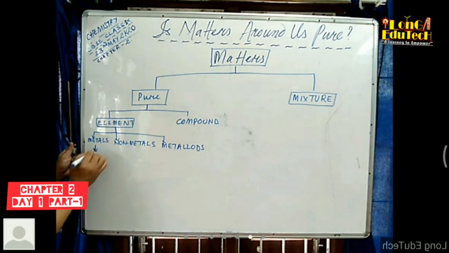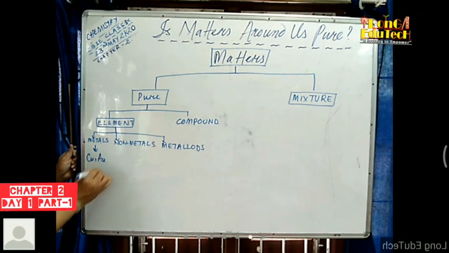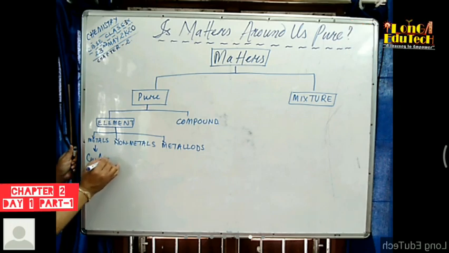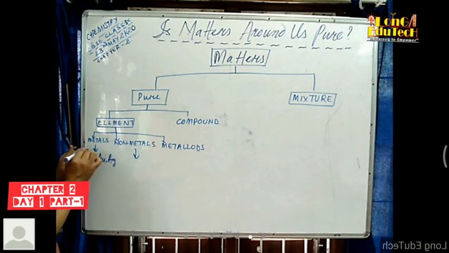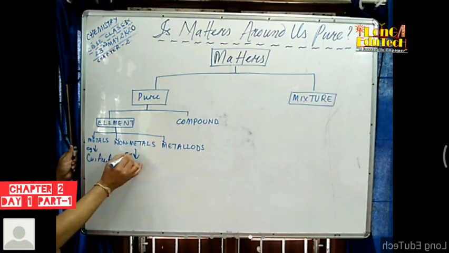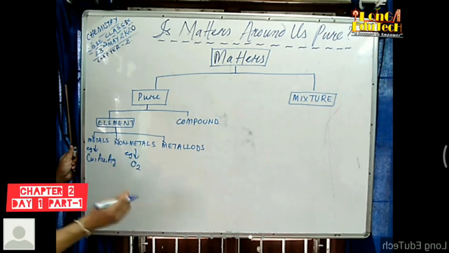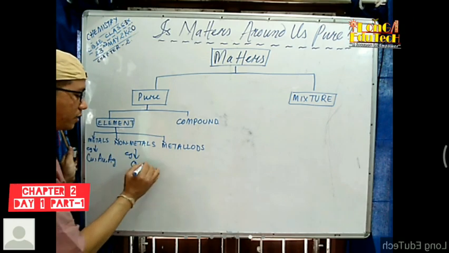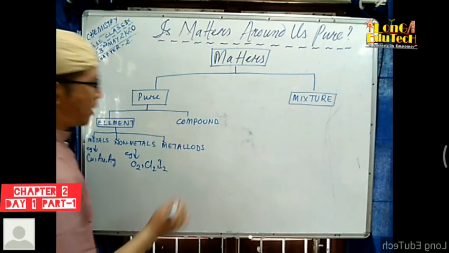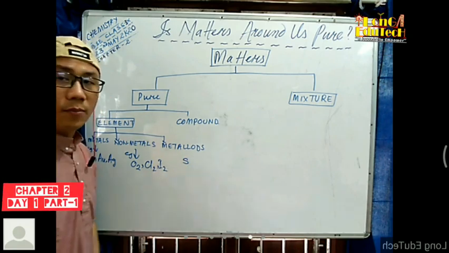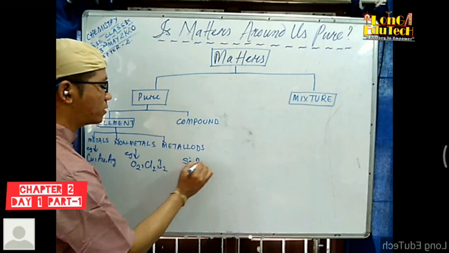Examples of the metals are copper, gold. Gold we represent by Au, and silver by Ag. Examples of non-metals are oxygen, that we use for our breathing, chlorine gas, iodine and all. And metalloids possess both the properties of metals and non-metals, just like silicon, boron and all.